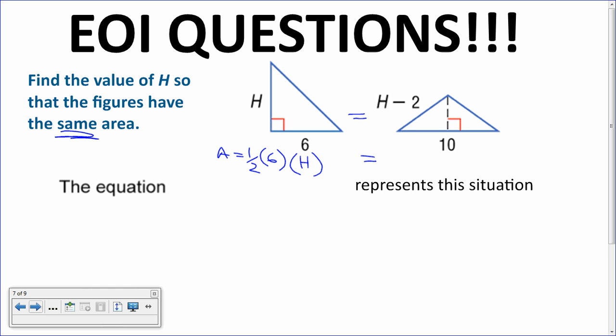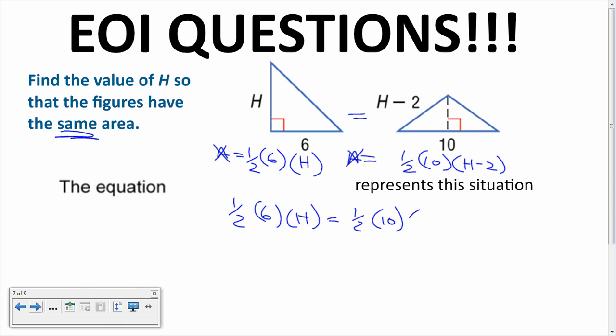What's the area for this one? Half 10. Okay, so I know that the area of both of those is that when I set up an equation, I'm gonna omit the a's, okay? And then I'm just gonna put an equal sign in between those two. Half of 6, that gives me 3h.